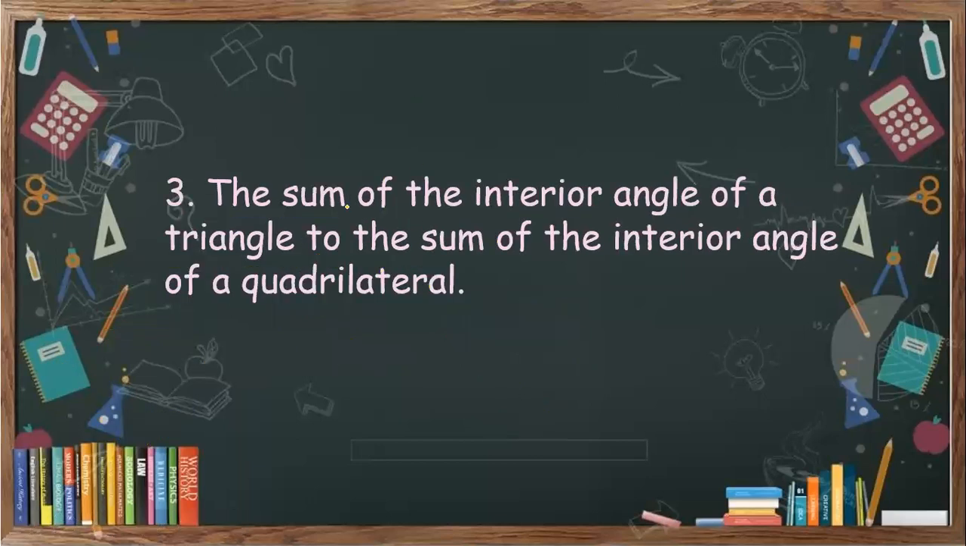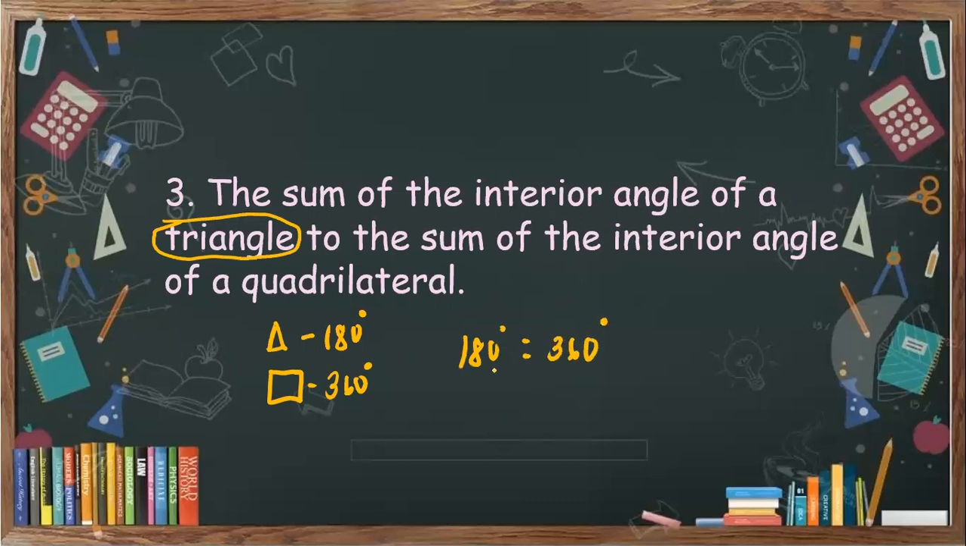How about this one? The sum of the interior angles of a triangle to the sum of the interior angles of a quadrilateral. So in a triangle, we have 180 degrees, while in a quadrilateral, we have a sum of 360 degrees. Then let's write that in ratio form. 180 is to 360 degrees. Then get the lowest term of 180 and 360.